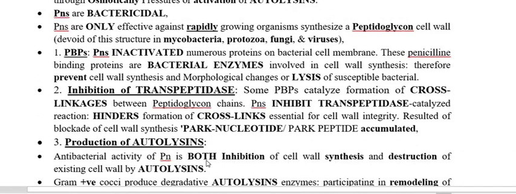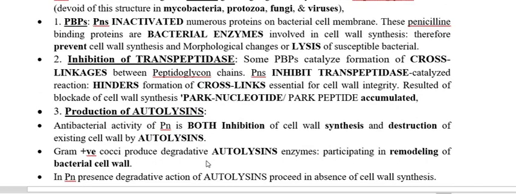So this is in detail. How should you know that the bacteria are dying? When you see a component like Park nucleotide accumulated, then you will find that the further process of cell wall synthesis gets inhibited. So when accumulation of Park nucleotide or Park peptide is occurring, it gives the indication that the cell wall lattice structure or cross linkage is not formed. So this is the marker. This is about the autolysin and how the autolysin is acting.